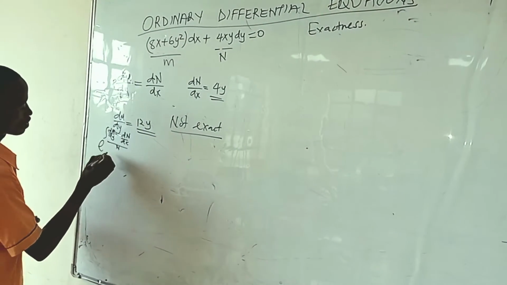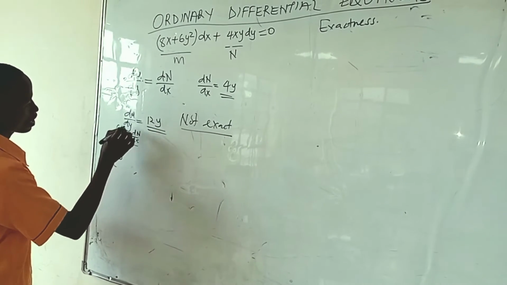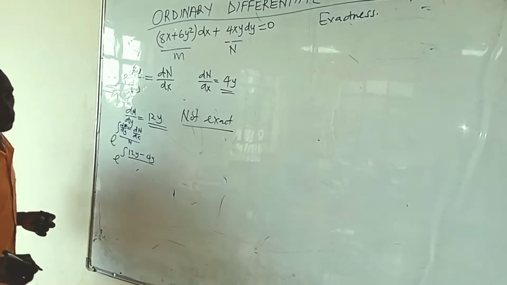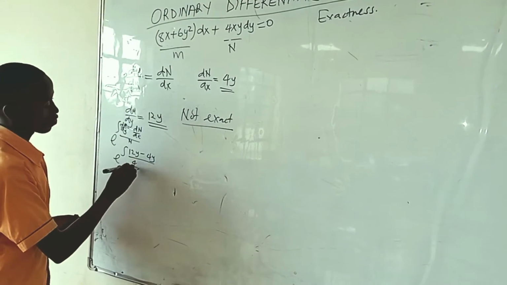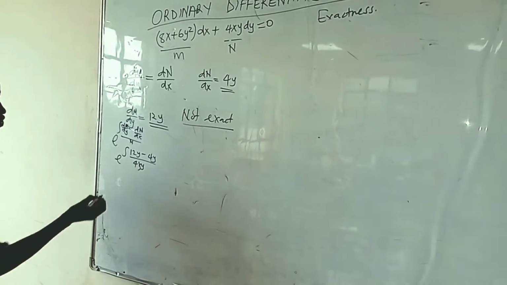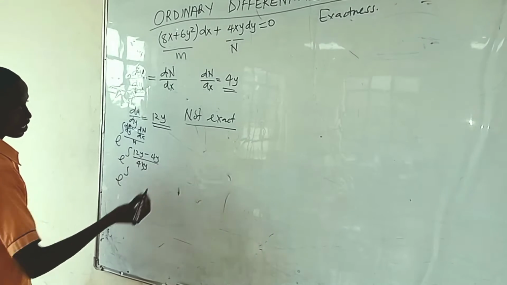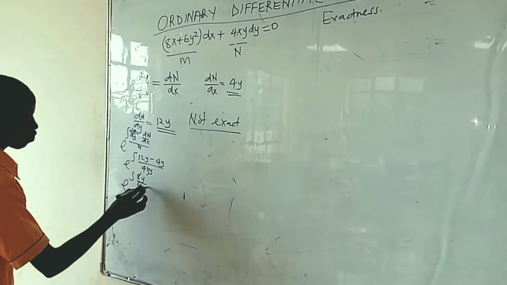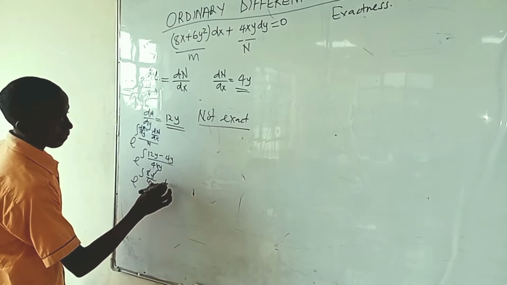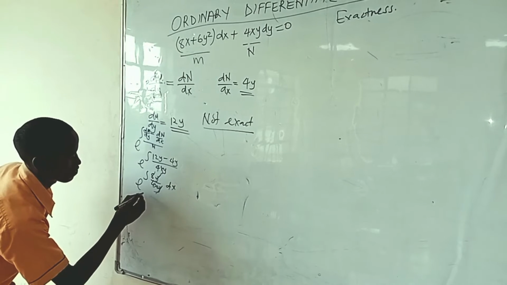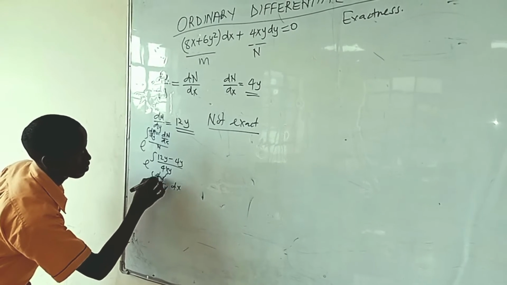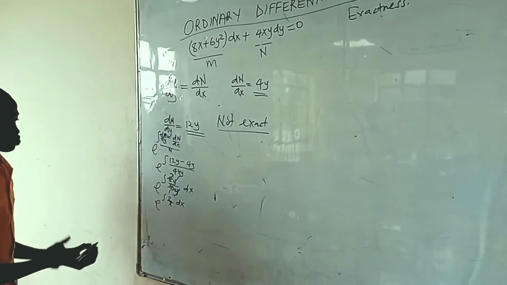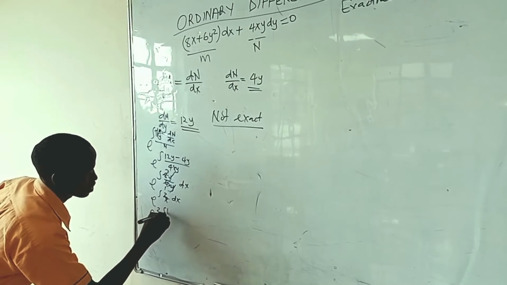So once again, you have this exponential, then our dM/dy was 12y, minus the other one which gave us 4y. Then you are dividing with N, and our N is 4xy. So once again, what do you get? You get exponential of 12 minus 4, which is 8y, over 4xy. Then y and y cancel off. Let's simplify. You are getting 2, since this cancels, you get 2 over x dx. Since this one is like a constant, when you move out the 2, you remain with 1 over x, then dx.